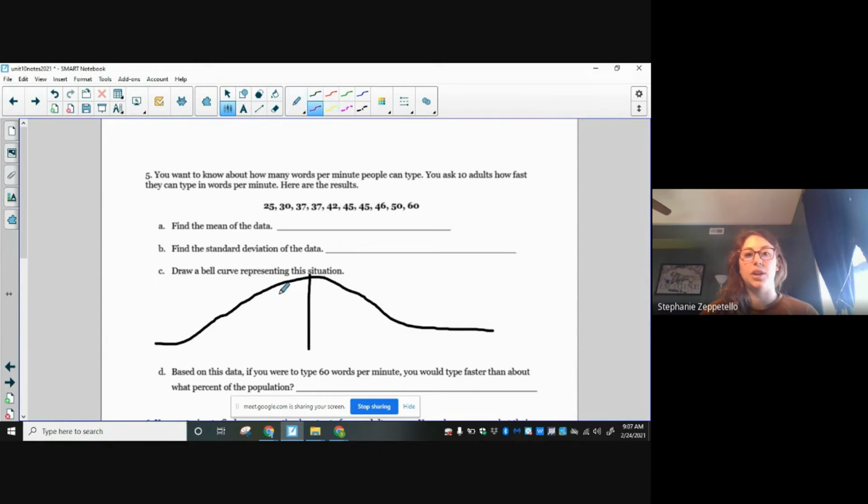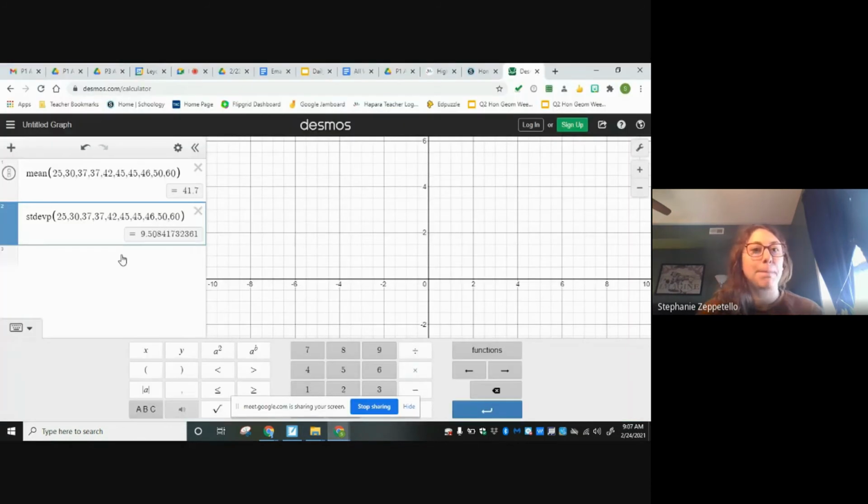And then the standard deviation, one standard deviation from the mean on either side, 2 standard deviations on either side, 3 standard deviations on either side. And what we're doing here is putting the mean there, and then you're going to add 9.5 here, and then again for 3 standard deviations away from the mean. And then from that 41.7, subtract 9.5, subtract 9.5, subtract 9.5. So 41.7 plus 9.5, 51.2.